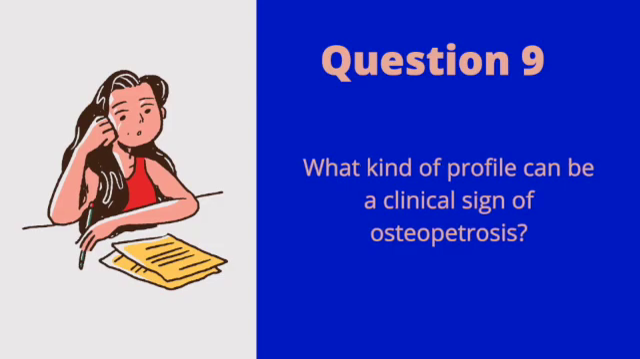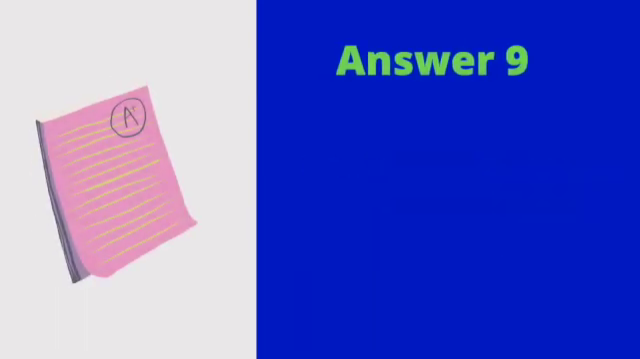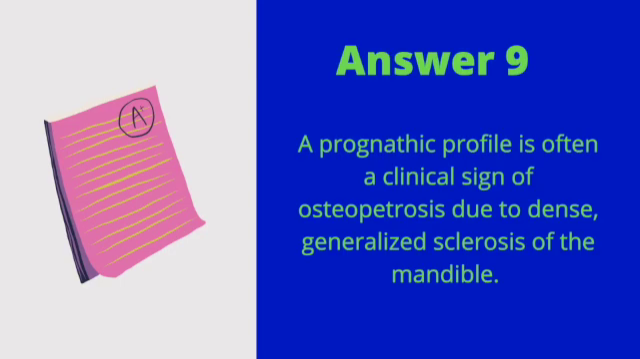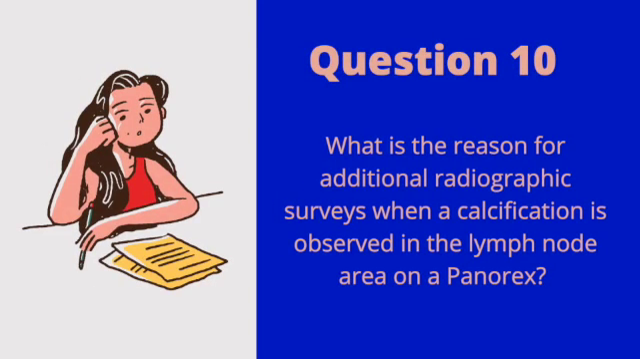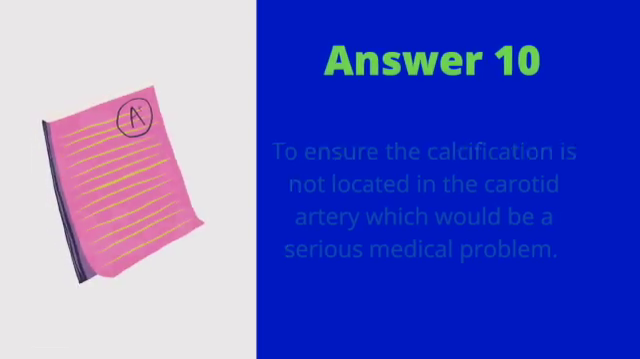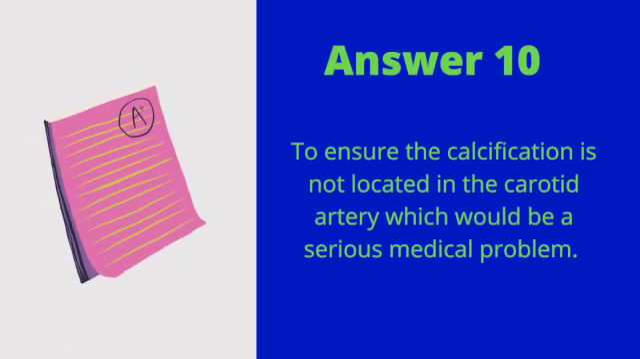Question 9. What kind of profile can be a clinical sign of osteopetrosis? A prognathic profile is often a clinical sign of osteopetrosis due to the dense, generalized sclerosis of the mandible. And question 10. What is the reason for additional radiographic surveys when a calcification is observed in the lymph node area on a panorex? To ensure that the calcification is not located in the carotid artery, which would be a serious medical problem.